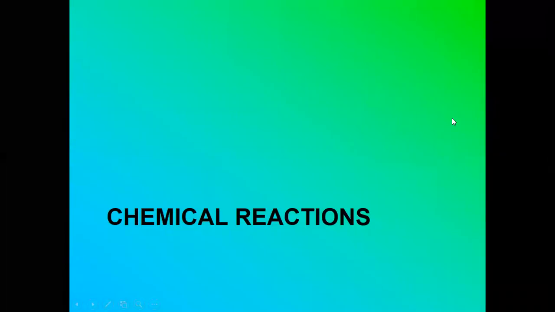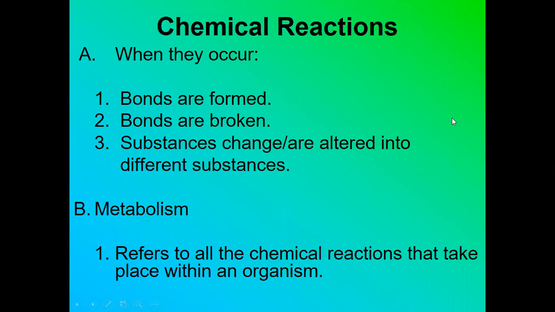Chemical reactions. Chemical reactions occur when bonds are formed, when bonds are broken, or when a substance is changed into another substance. Inside the body, we often call this metabolism. An example of metabolism would be when food goes into your mouth, it's going to begin to be broken down or changed into another substance. It will then go into your stomach and through your digestive tract, and your body will obtain energy from that food.